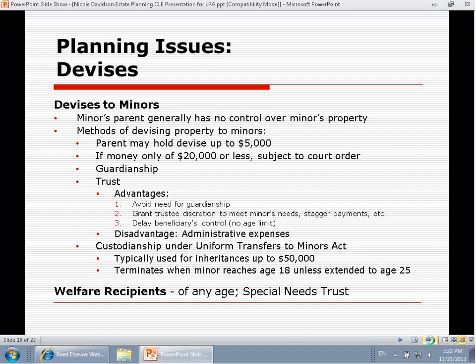Can stagger out payments. This has become really popular with a lot of my clients, and I've seen this with other attorneys' clients too, where they might do something like a third of the inheritance at 25, half at 30, and the rest at 35. So give the minor an opportunity to learn how to responsibly manage their inheritance. And if they made some mistakes at 25, they still get 2 more chances to make better choices.